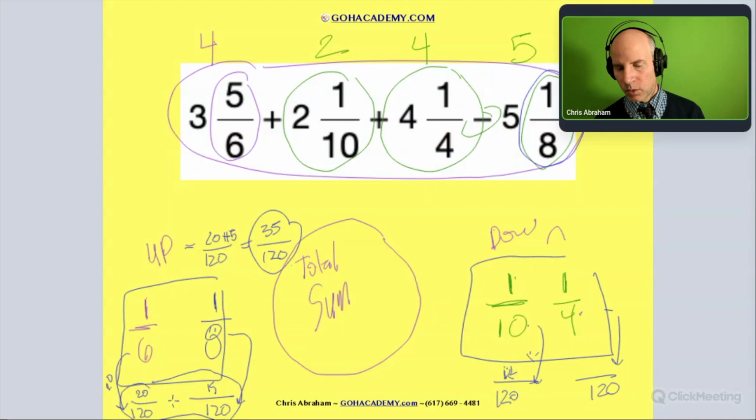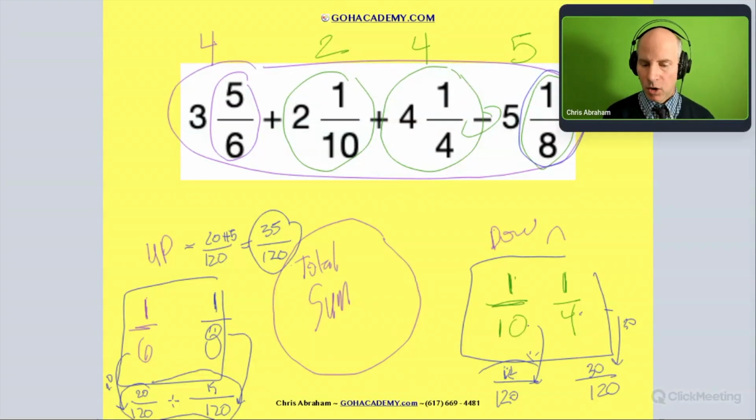4 goes into 120 how many times? It's actually 30 times, right? So 1 times 30 is 30 over 120. So now we have these two equivalent fractions. 1/10 is equal to 12 over 120. 1/4 is equivalent to 30 over 120. We're going to add these.